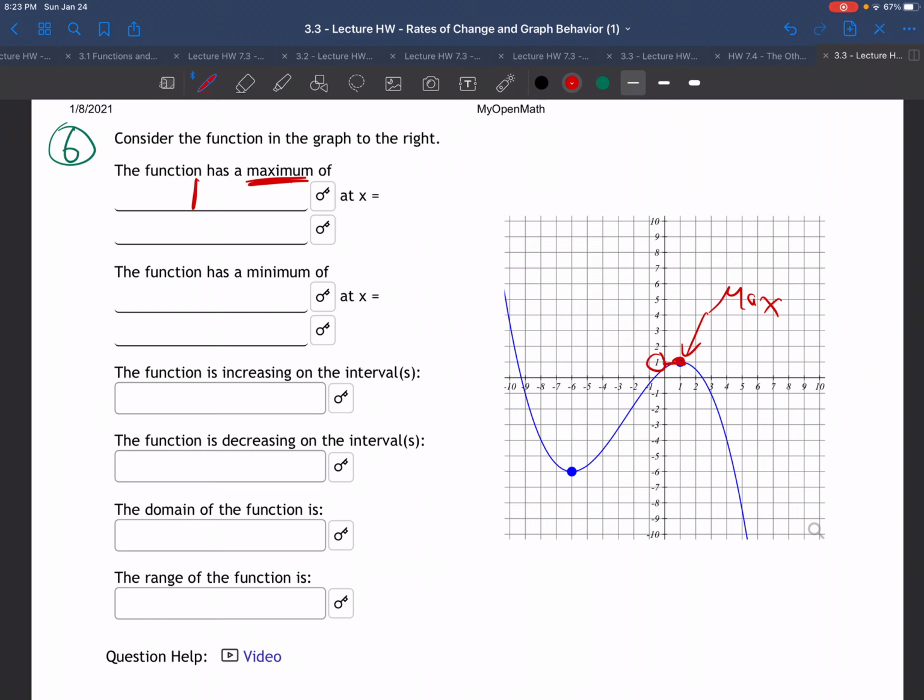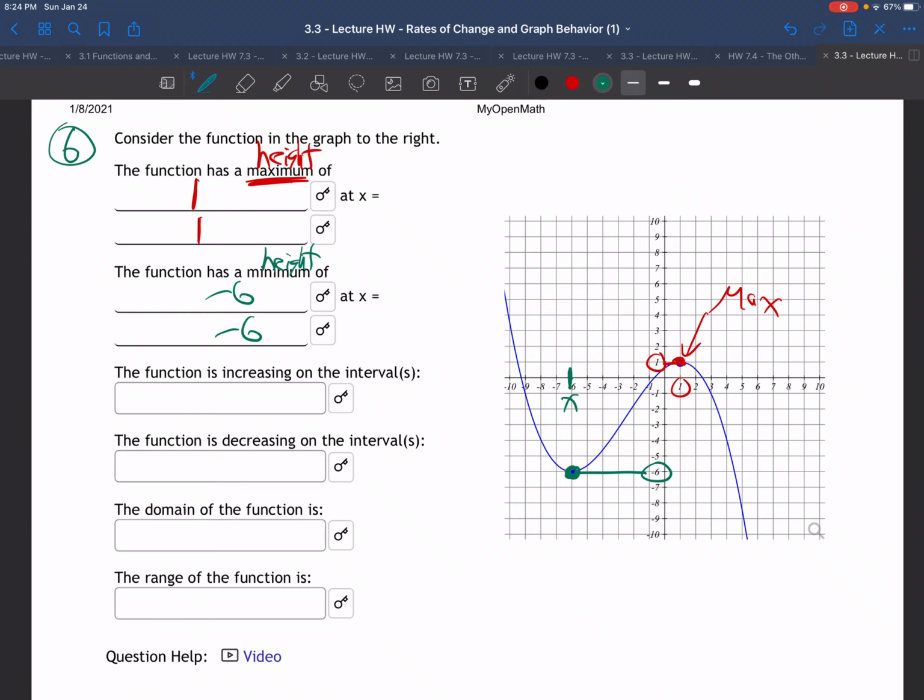At what x value does that occur? Also at 1. At x equals 1, it has a height of 1. So when they say max, they mean what's the max height and at what x value? And then what about the minimum? The lowest is right here. How low is that low? -6. It has a minimum height of -6 at, coincidentally, the x value is also -6. That's kind of funny.